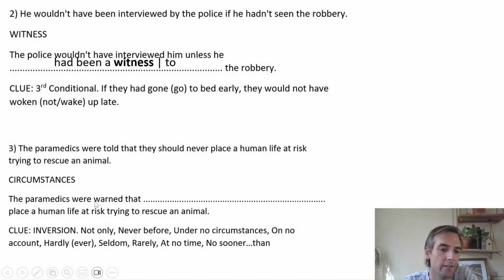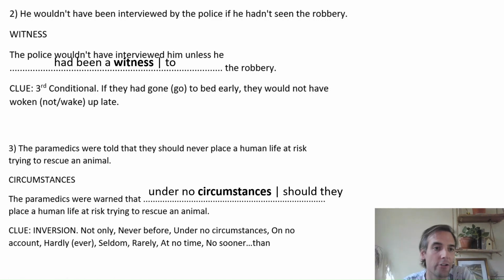So what should they do? Under no circumstances, then the inversion. This says they should, we invert it, should they. Under no circumstances should they. And there's your 2 marks. If you know how to do inversion, you know the phrases, you know how to turn 2 words around, you got your 2 marks. Well done.